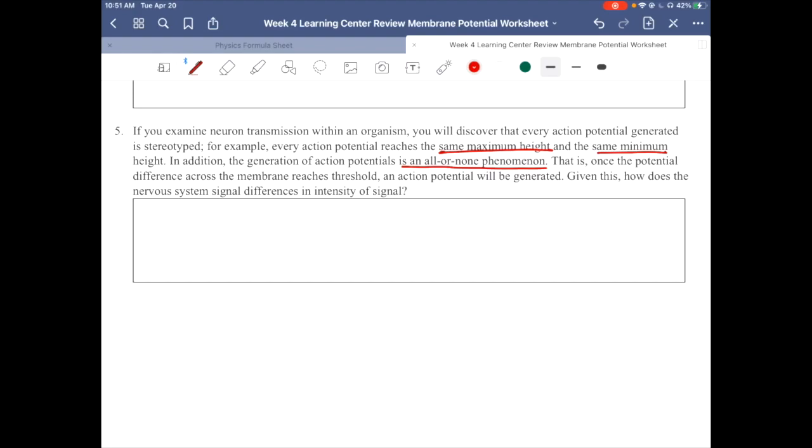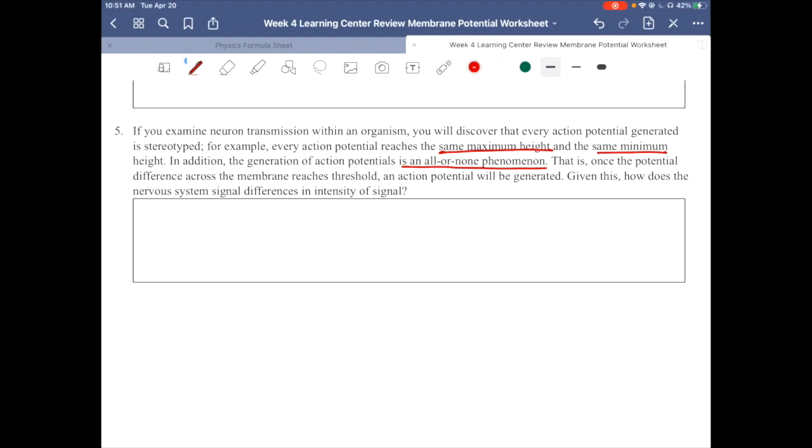So basically they're asking, how does the nervous system signal differences in intensity? They're saying everything about an action potential is pretty much the same, right? Same maximum, same minimum, all or none phenomenon. So how does one firing differ from another? And that's through their intensity.